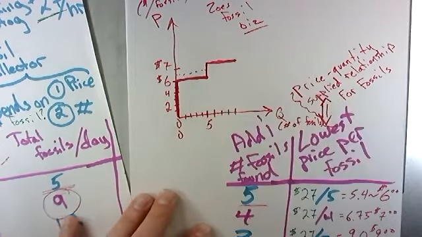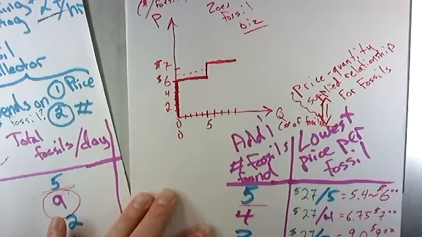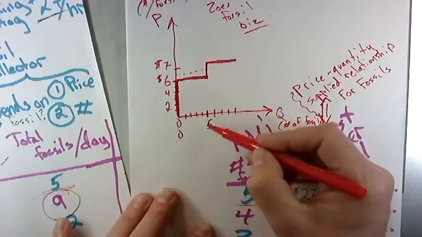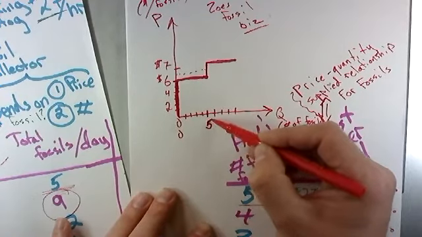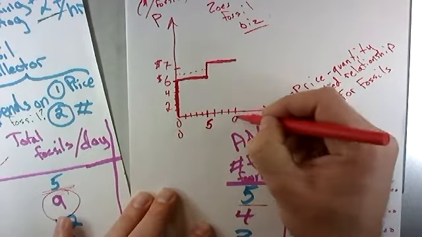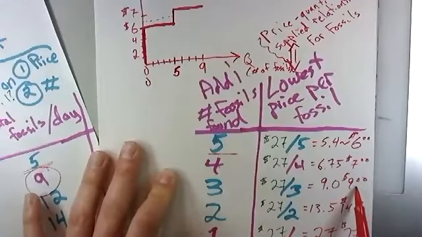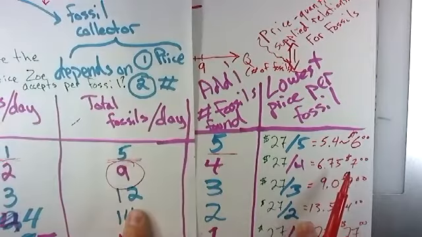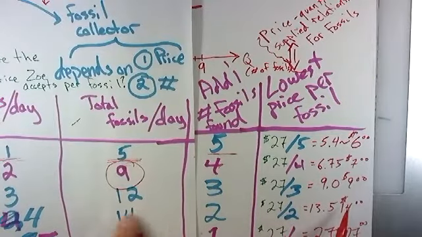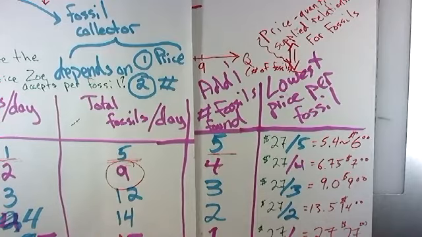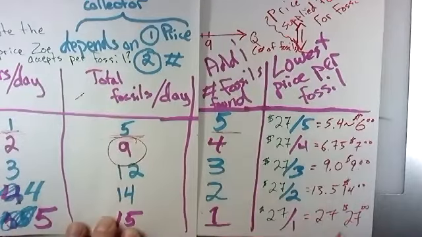Because $6.50 times 4 is what? 26? Yeah, 26. So 26 is less than 27. As a result, she's just going to go out for 1 hour and she's just going to provide 5 fossils, right? And so this is going to be 9 fossils. And we're just going to keep on doing this. At this new price, at 9, she's going to be providing 12. At 14, she's going to be providing 14. And at 27, she's going to be providing 50.